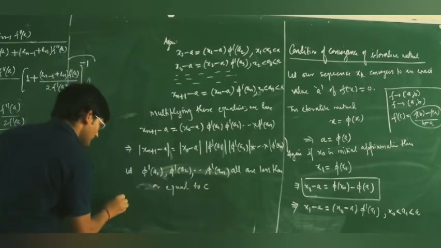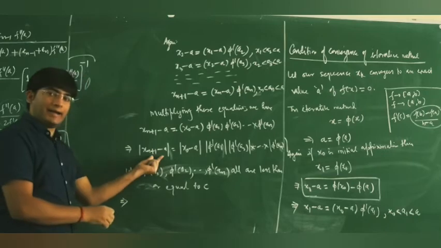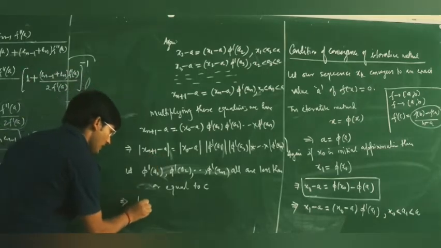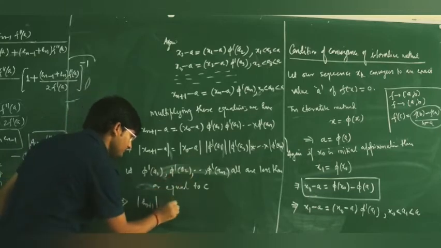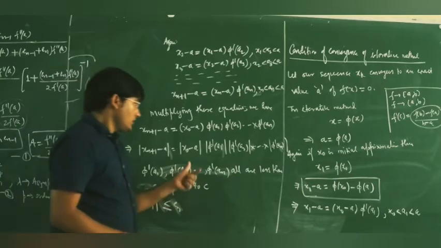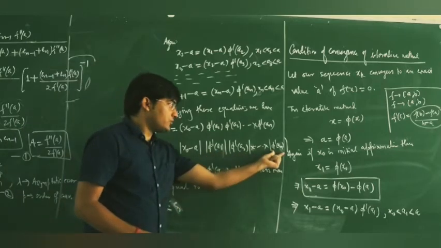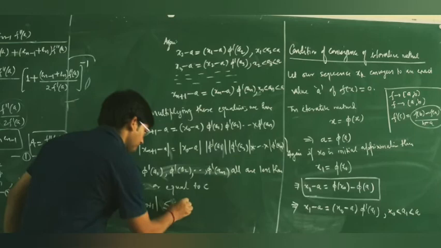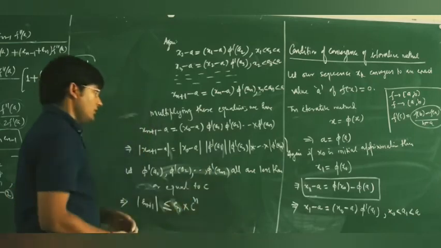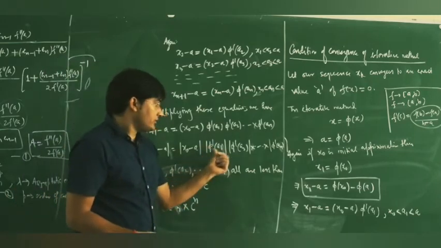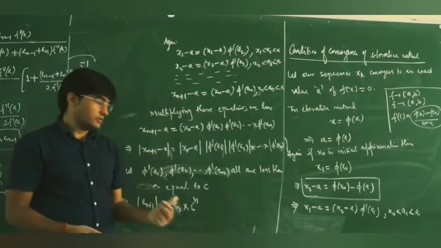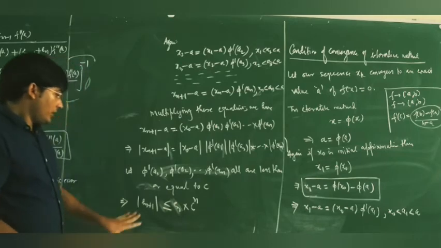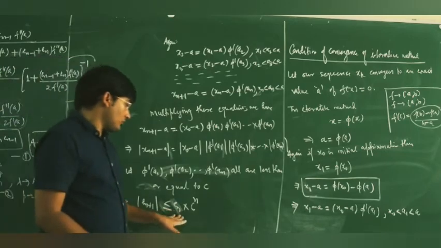On the left hand side this is the error at the (n+1)th step, so we have e(n+1). On the right hand side this is e naught, and as each term is less than or equal to c, we will get c power n. So we have e(n+1) less than or equal to e naught into c power n.